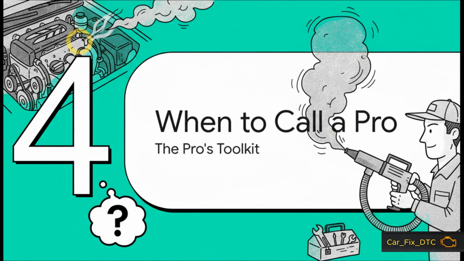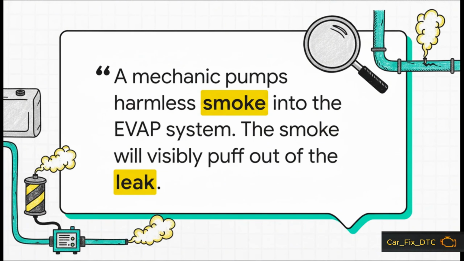Okay, you've checked the cap, you've looked at all the hoses you can see, and you still can't find anything wrong. At this point, there's absolutely no shame in calling a pro, because they have a secret weapon that makes finding these invisible leaks a whole lot easier. And here it is. The mechanic's secret weapon is a smoke machine. It's really not as crazy as it sounds.